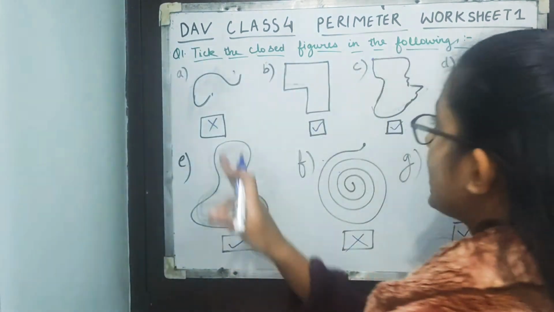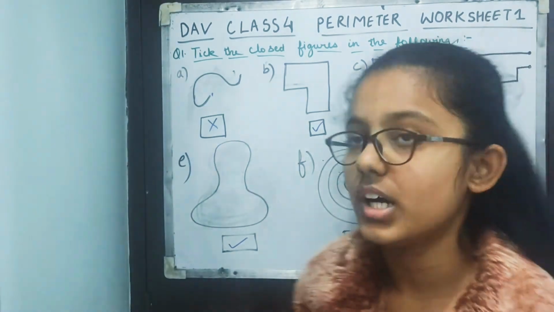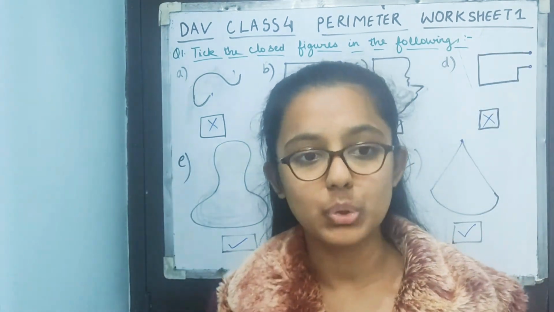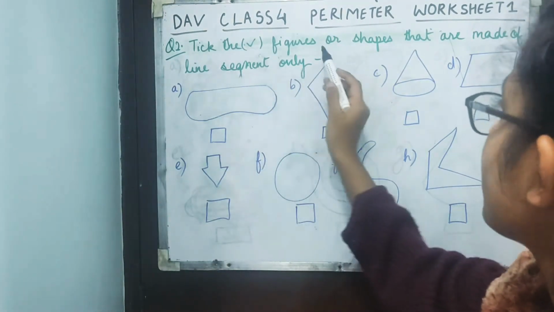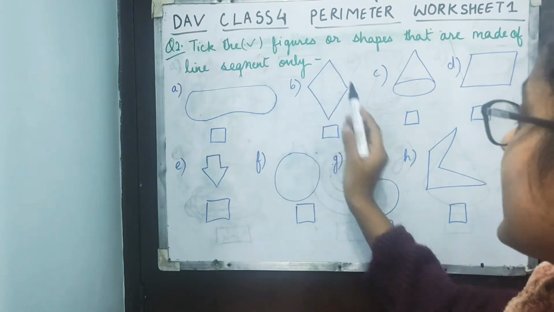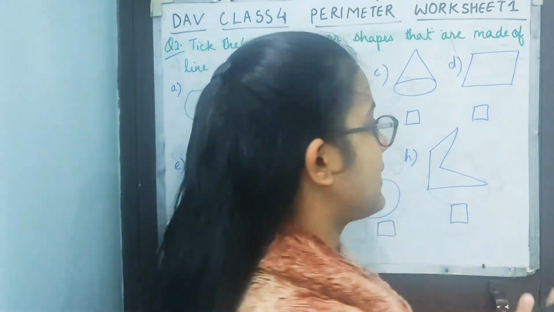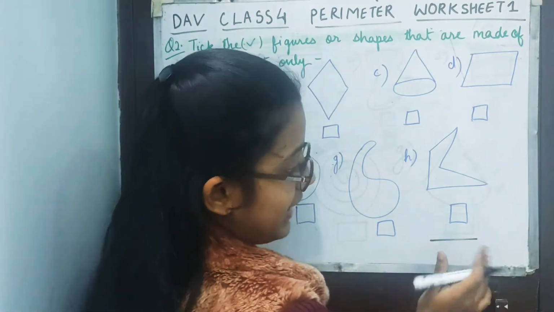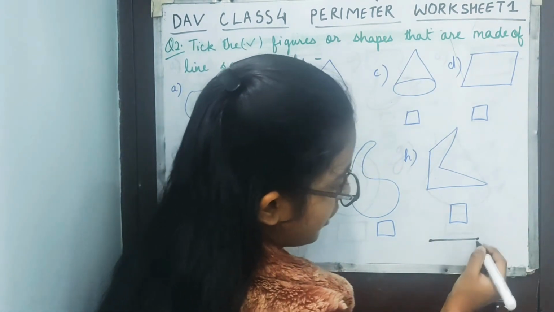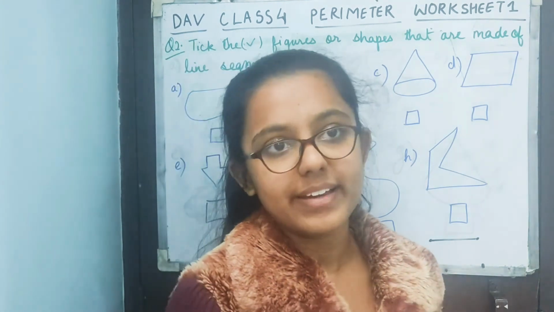So we have completed question 1 of worksheet 1. I hope this was clear. Now let's come to question number 2, that is take the figures or shapes that are made of line segments only. So we have to tick mark the shapes that are made of line segments. Now what do you mean by a line segment? I'll explain. A line segment is a straight line with two endpoints. Both sides have endpoints. We have learned this in our angles chapter.